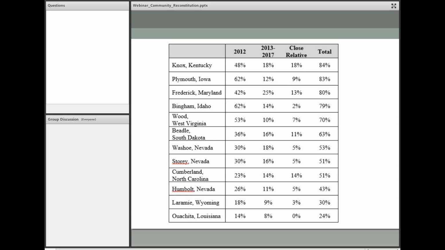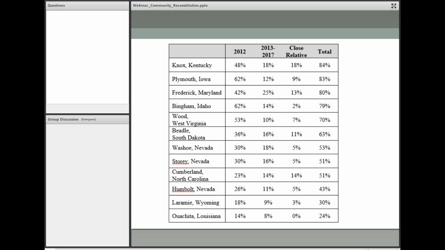So you can see for Knox, Kentucky, 48% of the people were already on the tree in 2012. Another 18 percentage points were added between 2013 and 2017. Another 18 percentage points have a close relative on the tree, so a parent on the tree, a sibling on the tree, a spouse on the tree. So what this means is that 84% of the population of Knox, Kentucky is either on the tree or just one hop away from being on the tree.